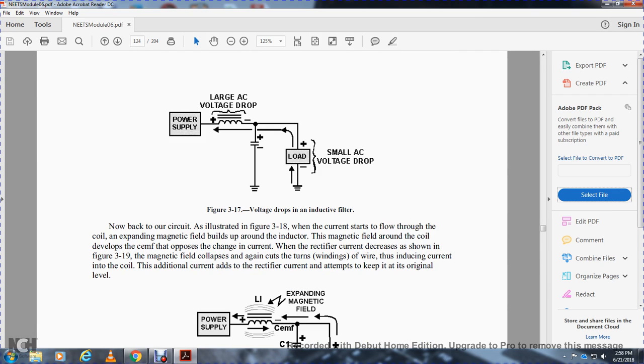Now, going back to our circuit, illustrated in figure 318, the current flows through the coil, and the expanding magnetic field builds up around the inductor. The magnetic field around the coil develops the counter EMF with the change of the current, as the rectifier current decreases, as shown in figure 319.